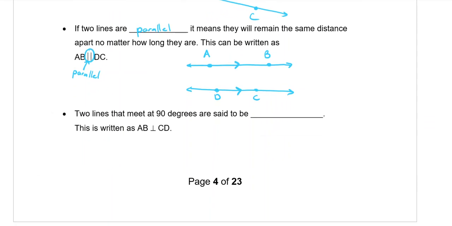If two lines meet at 90 degrees, they are said to be perpendicular. This is written as AB is perpendicular to CD. So that little upside down T means perpendicular, or perpendicular means that they make a right angle.